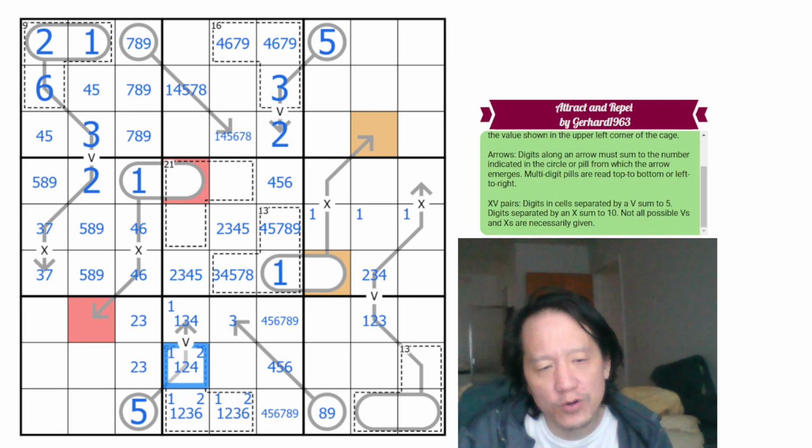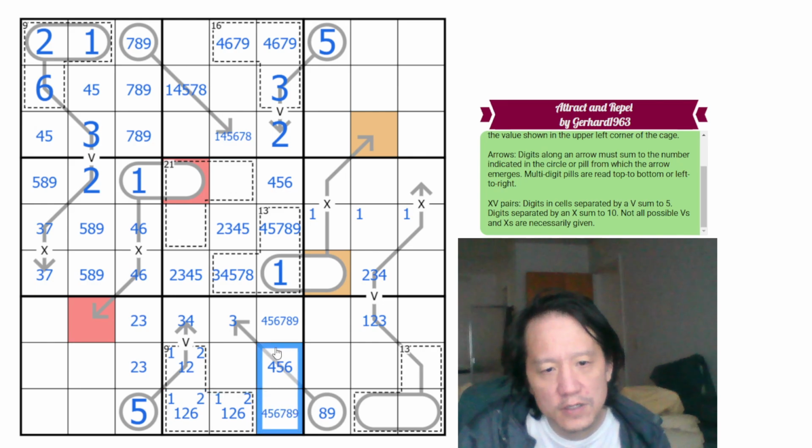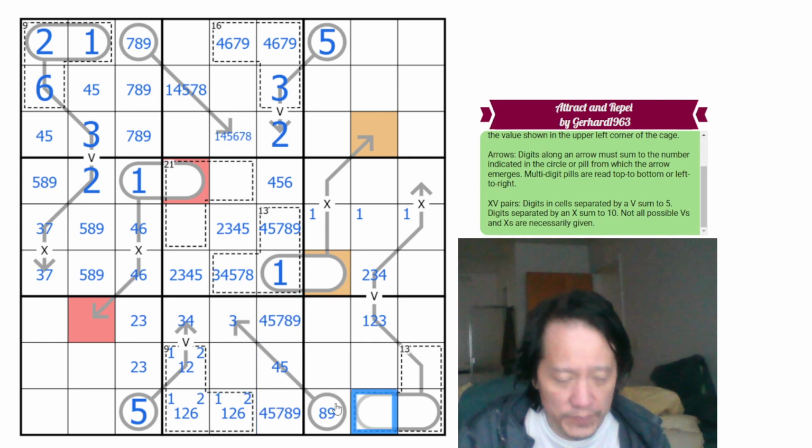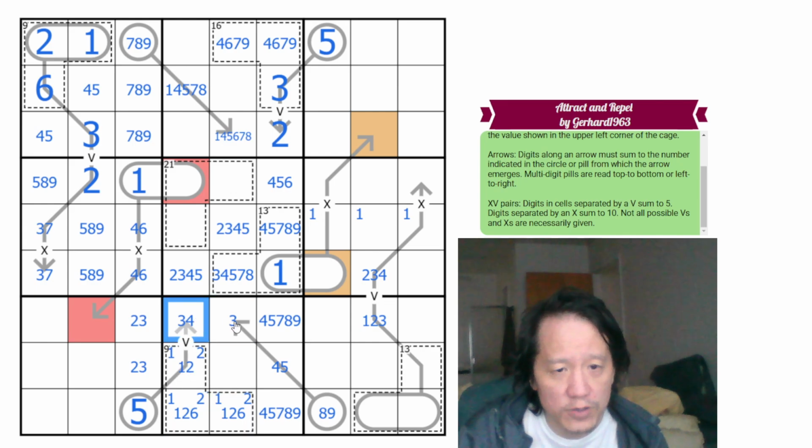So this cannot be 4. So this can't be 1. Therefore, we know the 1 is here. We know the 2 is here. This has to be 1, 2, and 6. So 6 cannot be here anymore. This is 1, 2, and 6. 3 has to be one of these two. 4 has to be one of these two also.